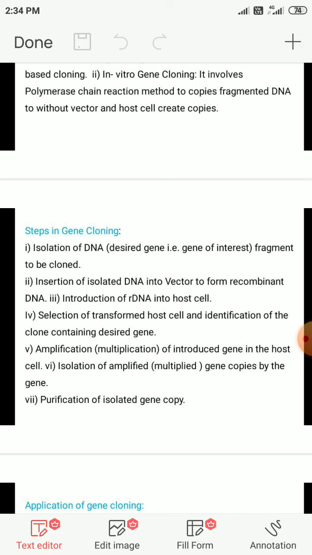First step: isolation of the desired DNA, that is the gene of interest, the fragment to be cloned. It means isolation of the DNA. Whichever gene is responsible for a particular character, that gene is isolated. For example, one wheat variety is Kalyan Sona and the second wheat variety is 2189.